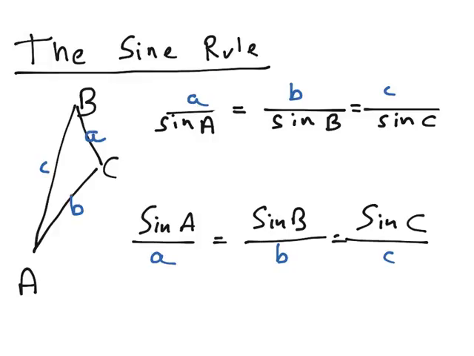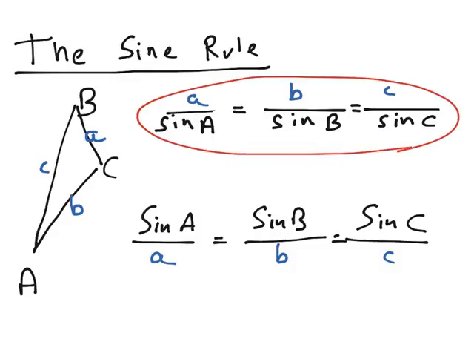It basically just says that for any side a, if you take the sine of the angle opposite, then that ratio is going to be the same as for any other side in the triangle, say b, and the sine of the angle opposite it. And that works also for the third side, c and the angle opposite it. So that's basically the sine rule. These three pairs must maintain the same ratio.